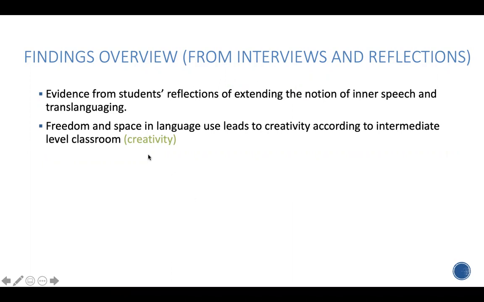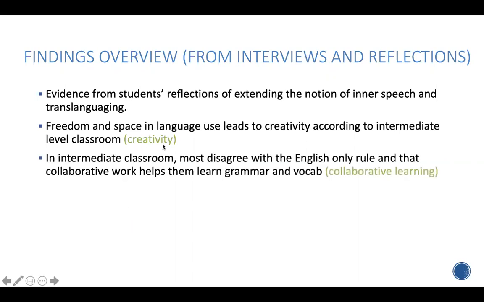But creativity was also a theme. Because they were able to translanguage, they were able to creatively mix words in the sentences to make meaning. There was an example of a student starting by using Turkish, with English in the middle, and then it ended with English. So this is creative.